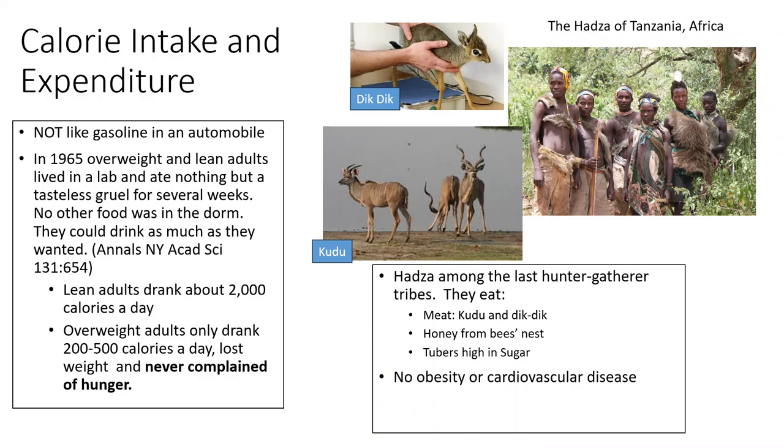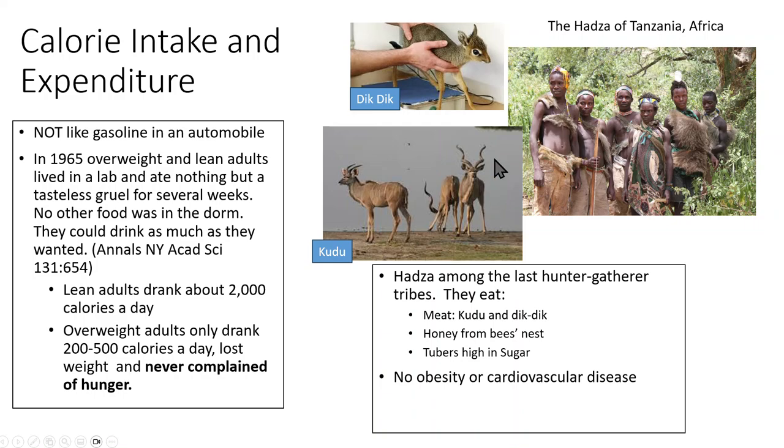So it's very interesting. Now, the other set of interesting studies came from these people, the Hadza of Tanzania, Africa. They are one of the last hunter-gatherer peoples left in the world. And when they look at their eating, they eat a lot of meat. They eat the dik-dik, which is this cute little animal here, which they think is no different than when we eat lamb or cows. So, don't be too animal lover about it.